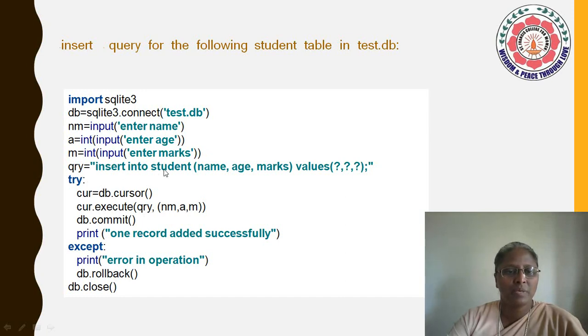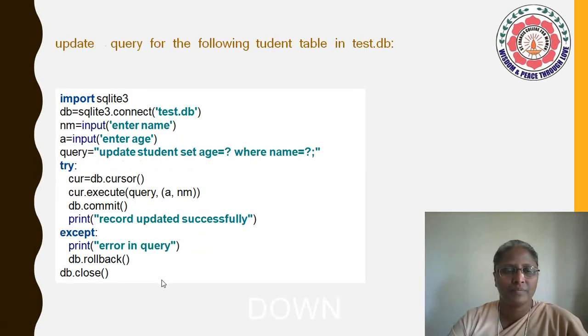The query is this particular one, where nm is the entered name, a is the entered age, and m is the entered marks, and then database.commit will insert these values. Print one record was added successfully, except if there are any errors, print error in operation, and then database.rollback is the function, by which we recover back to the previous state.